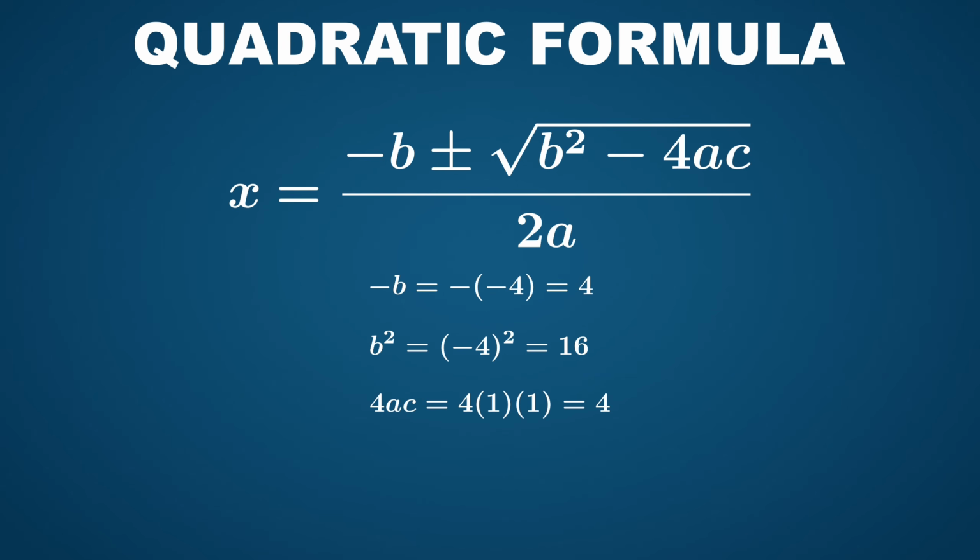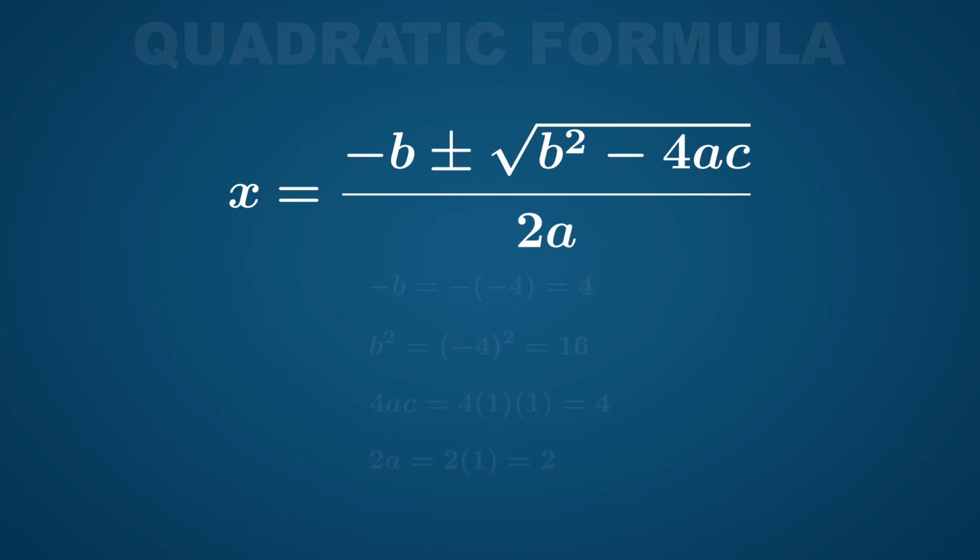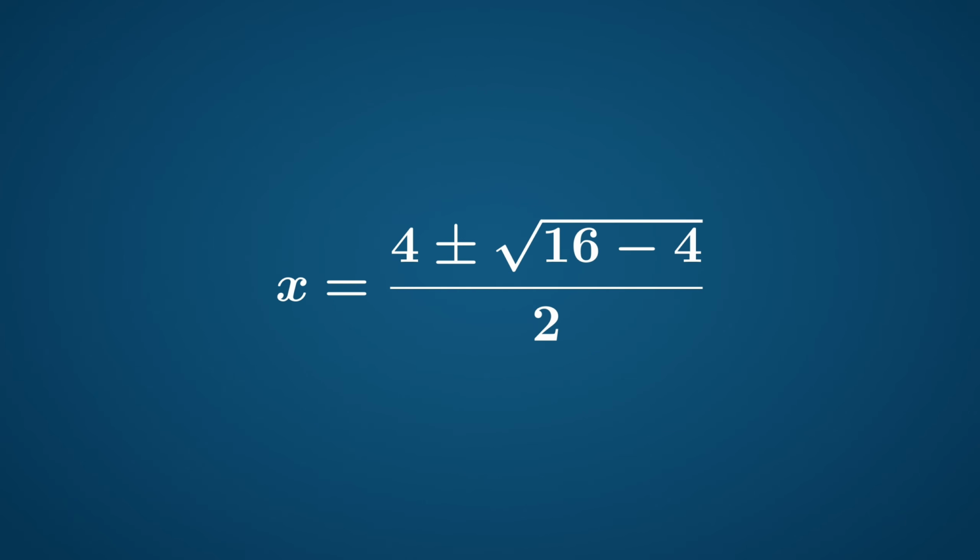Now we look at the denominator of our large fraction. The denominator is 2 multiplied by a. Since a is equal to 1, 2 times 1 is 2. We place a 2 in the denominator. The complete substituted formula reads, x is equal to 4, plus or minus the square root of the quantity 16 minus 4, all divided by 2.